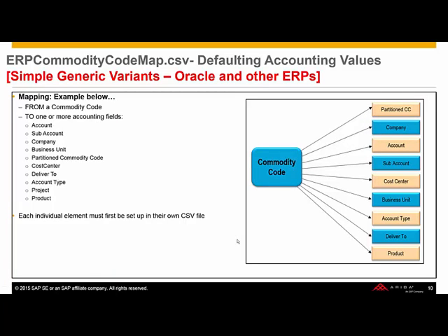Finally, if you have what's called a simple generic variant of Ariba, that means your backend is Oracle or some other types of generic ERPs. The same functionality holds true. We can use a commodity code to drive generic accounting. Particularly, that's a partition commodity code, company, GL account, sub-account, cost center, business unit, and so forth. So it really drives the main accounting fields no matter what your backend ERP system happens to be.